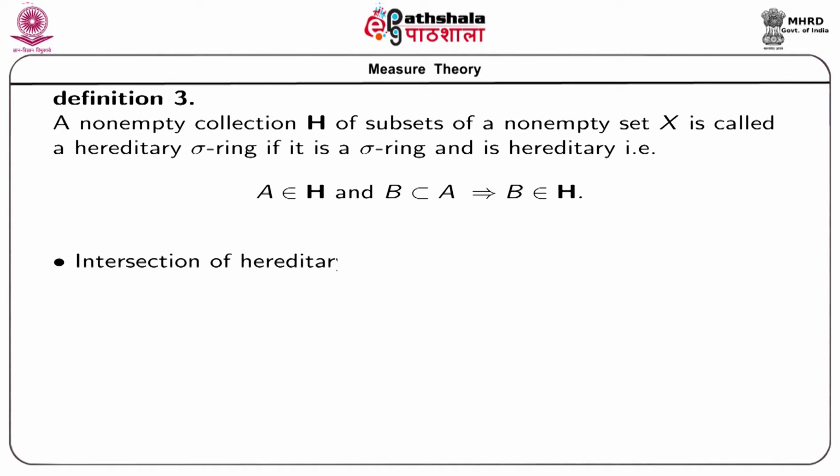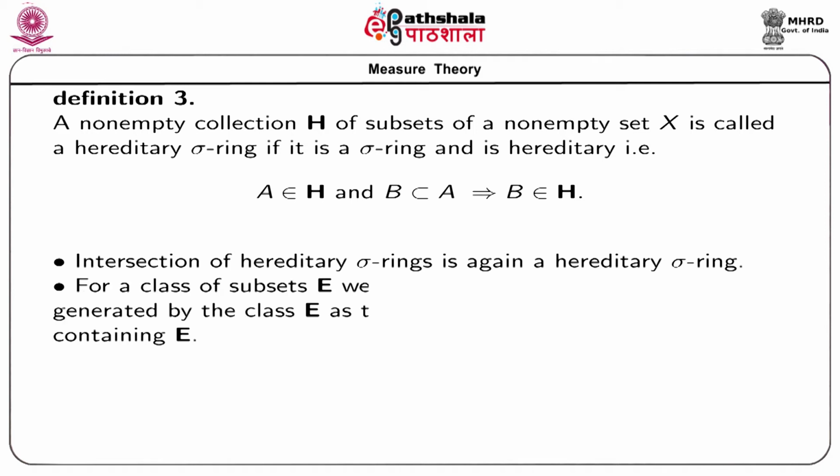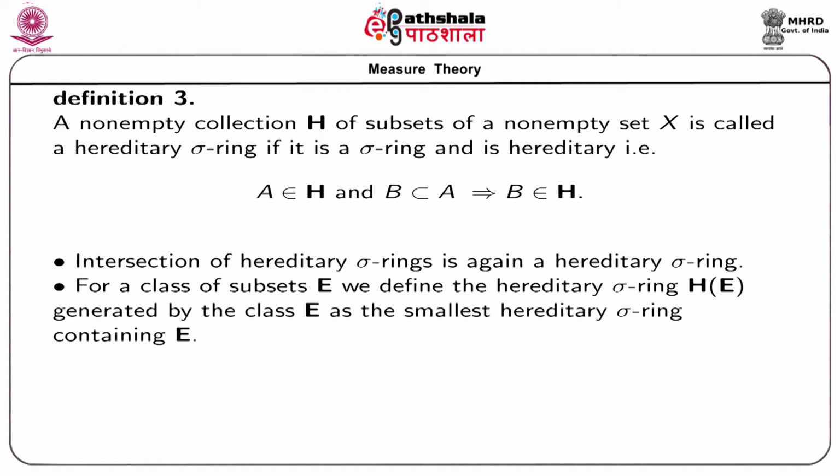We can observe that, as in the case of rings and sigma rings, the intersection of hereditary sigma rings is again a hereditary sigma ring, and for a class of subsets E, we can define the hereditary sigma ring H(E) generated by the class E as the smallest hereditary sigma ring containing E, in the same way as we define R(E) or S(E).